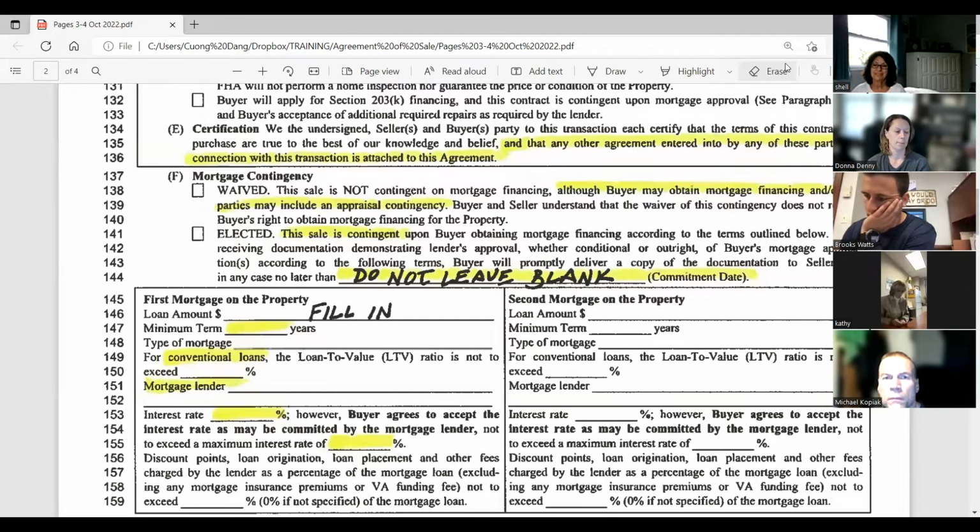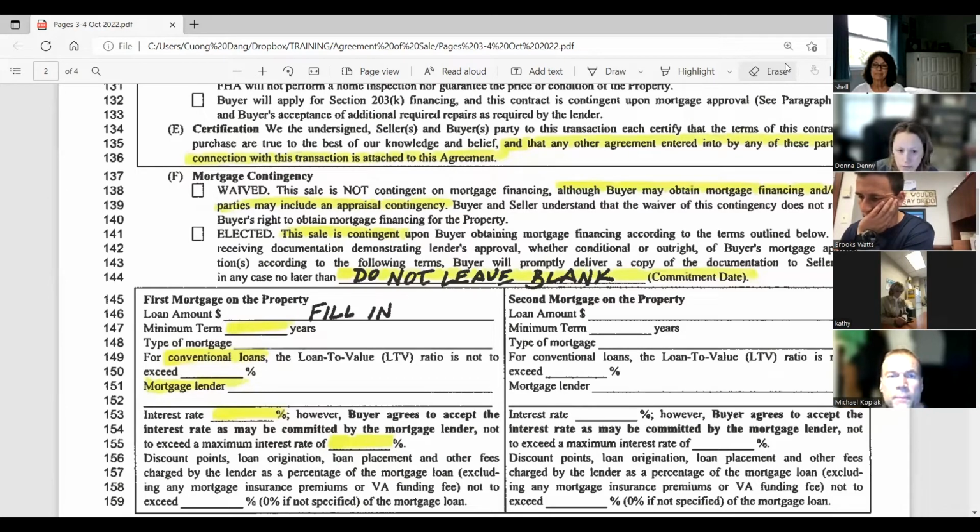Now, what's the strategy for a commitment date? One, talk to the lender if you're on the buyer side. Find out when they're able to give you a commitment, okay? Let's just go on the assumption it's a 45-day close. They should be able to give you a commitment within 3 to 4 weeks, okay?